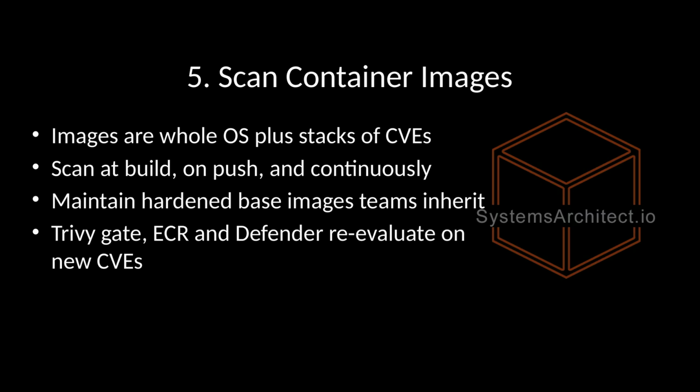Fifth, scan container images. Images are whole OS plus language stacks full of CVEs. A node image on Debian can ship hundreds of packages with known issues. Scan at build, on registry push, and continuously so new disclosures hit old digests that still run in prod. Maintain hardened base images that teams build from, scan those bases nightly, and let apps inherit fixes through updated digests.